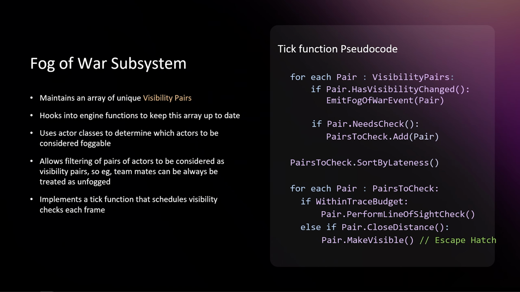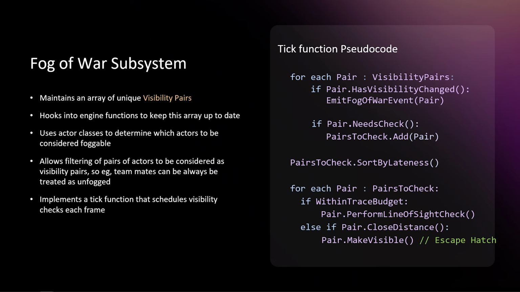Looking a bit deeper into the subsystem, it maintains an array of unique visibility pairs, which are pairs of actors that can be fogged relative to one another. The subsystem hooks into actor creation and destroy delegates, and it looks for specific classes of actors to decide what to include in the fog of war pairs. A unique visibility pair consists of a player and any other object which is foggable in the game. The main thing this subsystem does is iterate through those visibility pairs.